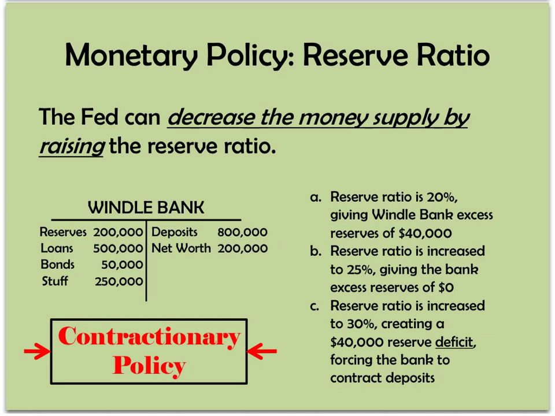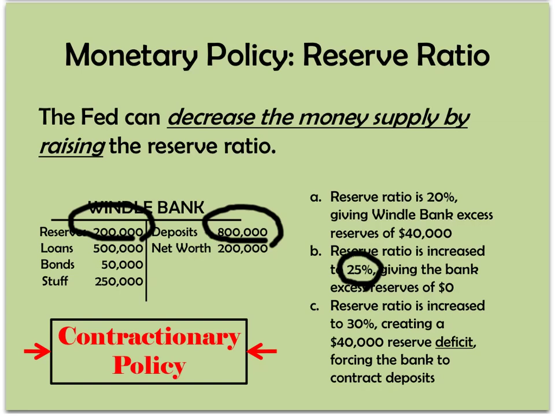Now, conversely, the Fed rather could decrease the money supply by raising the reserve ratio. Same scenario, and let's say the reserve ratio is 20% of 800,000. That's 160. They have 200 in reserves. They have 40 extra. They could go out and lend that. But let's say the Fed increases the ratio to 25%. Well, that means the amount of reserves they have, 200, is exactly what they need for deposits of 800, and they can't go out and make new loans.